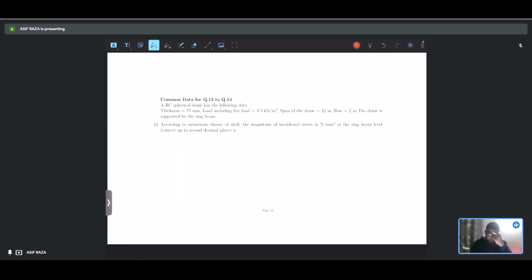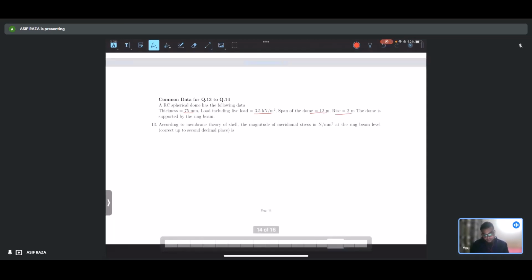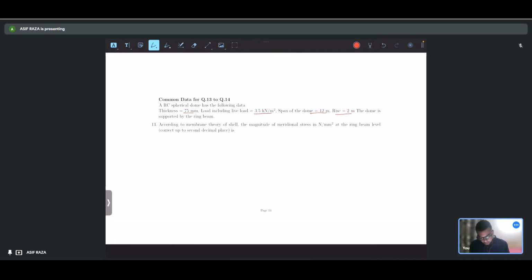Now let's move on to the last section of the question. We are given an RC spherical dome which has the following data: thickness is 75 mm, live load is 3.5 kilonewton per meter square, span of the dome is 12 meter, rise 2 meter. The dome is supported by the ring beam. According to membrane theory, we need to find the magnitude of meridional stress in Newton per mm square at the ring level.